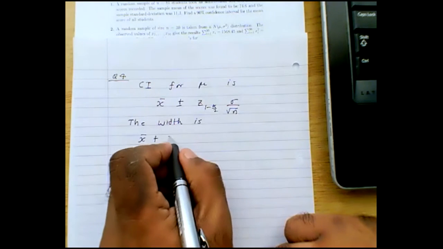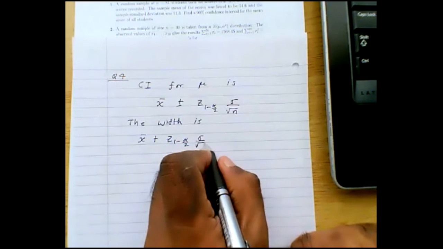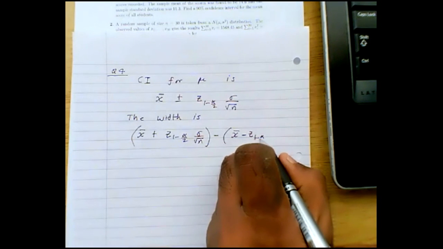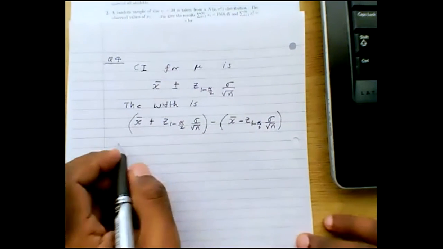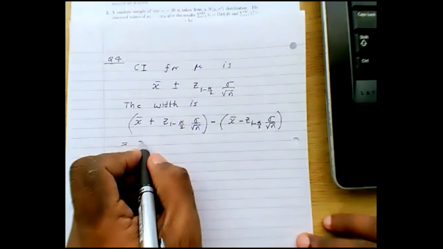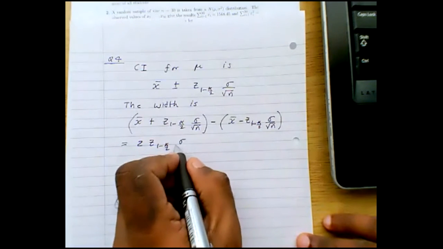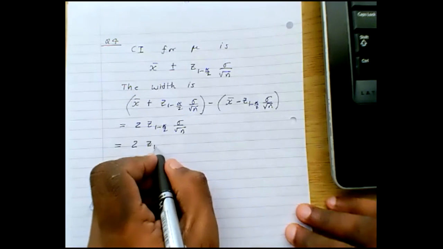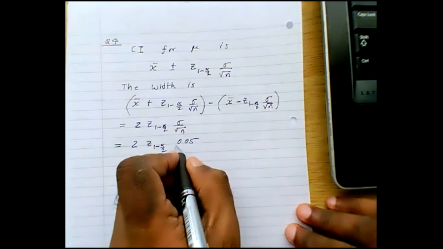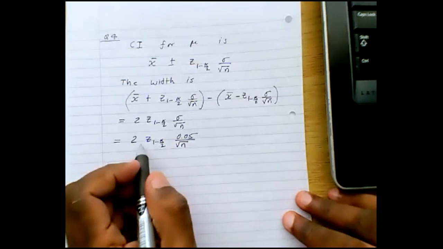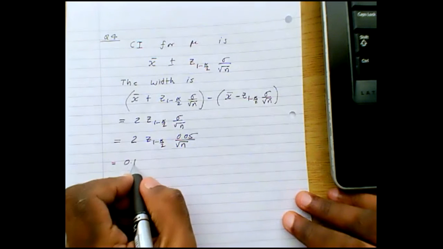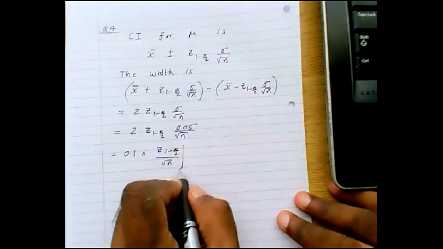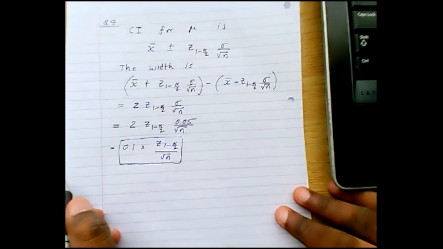The upper limit is this, the upper limit of the confidence interval, and the lower limit is this. So if you take the difference of these two, you will get 2 times this. All right, so this is the width of the confidence interval. Right now we are told that sigma is 0.05, so 2 times 0.05 is going to be 0.1. So this is the width of the confidence interval.